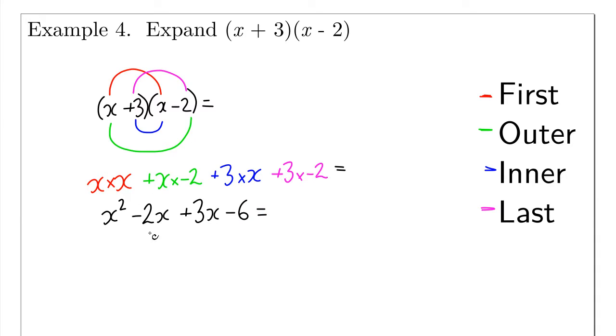Last step, collect like terms. These two terms in the middle, they will combine together, and so minus 2x plus 3x gives us plus x, and so the answer is x squared plus x minus 6.